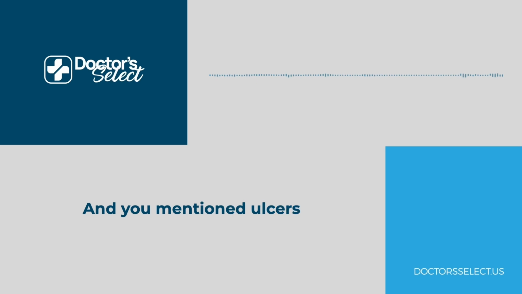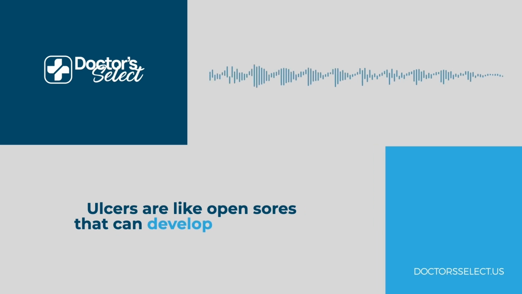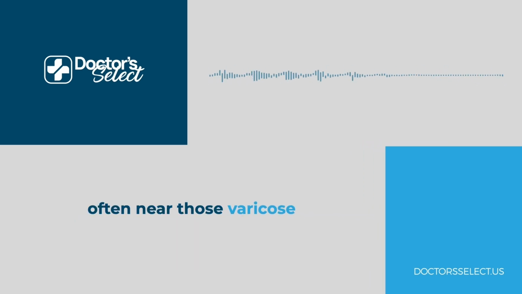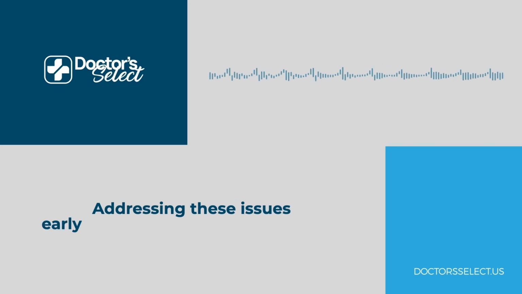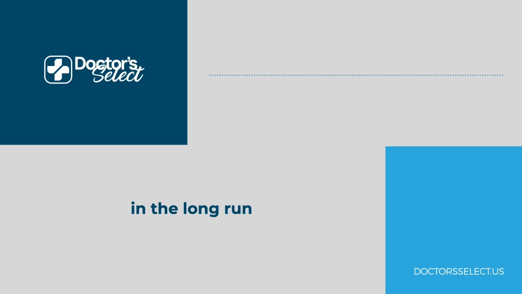And you mentioned ulcers earlier. What are those exactly and why are they concerning? Ulcers are like open sores that can develop on the skin, often near those varicose veins, and they can be really painful. They're basically a sign that there's a problem with circulation and you need to see a doctor. So early intervention is key. Absolutely. Addressing these issues early on can make a huge difference in the long run. Okay, so when in doubt, get it checked out.